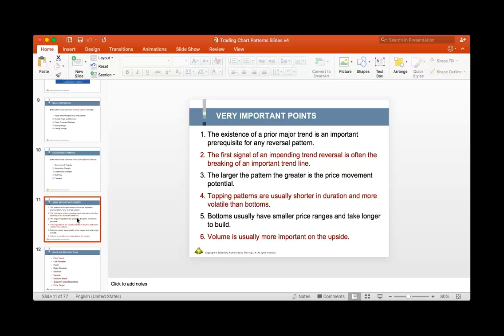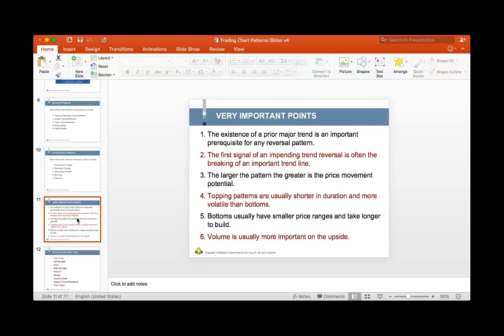Number 3 is the larger the pattern, the greater the price movement. A larger pattern means how long the pattern takes to build. For example, you have a double bottom pattern that took 6 months to build, compared to a double bottom that took maybe 2 weeks to build. It's not so significant compared to a pattern that took 6 months. So the larger the pattern, the bigger the price movement will be.